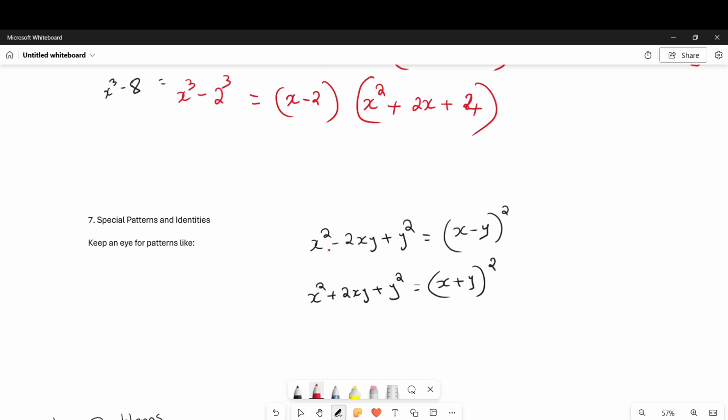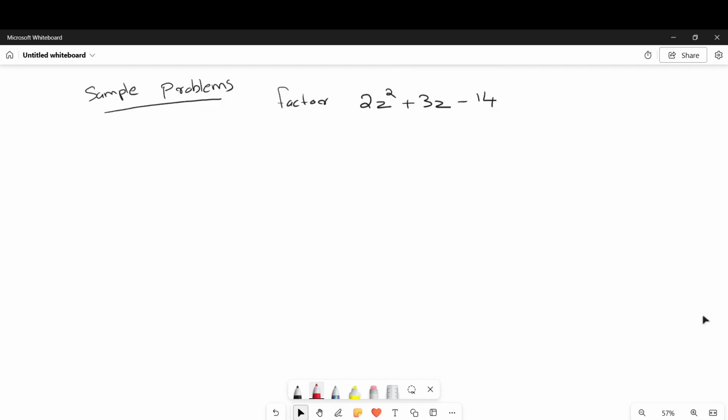See here, x square minus 2xy plus y square. What is this? It is a perfect square. So suddenly you need to write the factor: x minus y whole square. Same thing here, x square plus 2xy plus y square. When you see an equation like this, suddenly you need to write x plus y the whole square. This is the factor. Okay, let's do the practice problem.